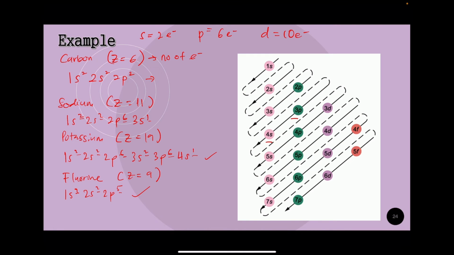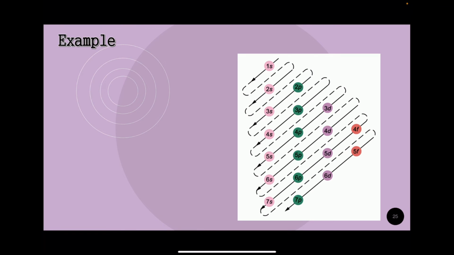Alright, why don't you try to write down the electron configuration for these elements: calcium, Z equal to 20, and iron, Fe, Z equal to 26. Okay, you can try later.